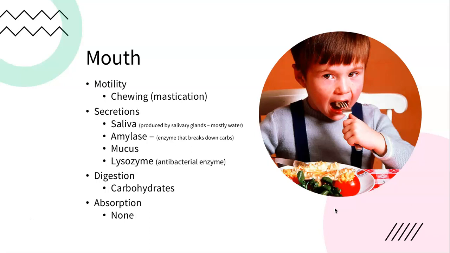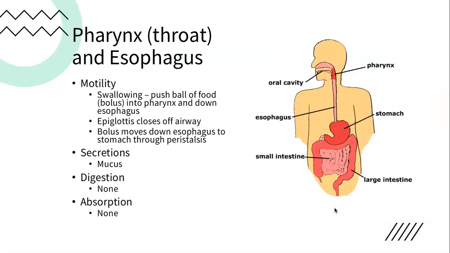So basically the only thing we can digest in our mouth are the carbohydrates, into their monosaccharides, nothing else, and we don't absorb anything in the mouth at all. The mouth is basically about using your teeth to break down this material into a mush that we can now bring into the rest of the digestive system.